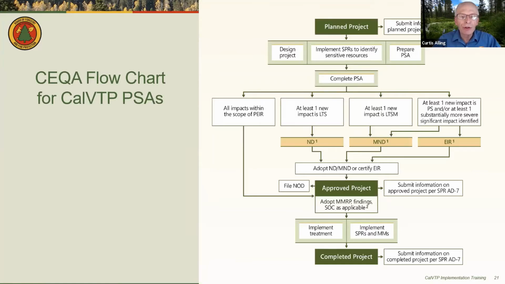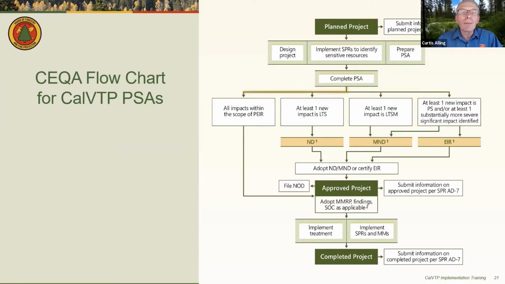This flowchart shows the different pathways for a vegetation treatment program to use the CalVTP process, and I want to touch on each of those pathways in a bit. You can see that there's various levels of complexity, but they all start with the development of a planned project, and there are some process steps we'll talk about in terms of informing CAL FIRE at various stages. But what I want to call your attention to is, if you follow the flowchart down to the third level, it says complete PSA. Depending on what the project-specific analysis, the checklist, says, then you have different choices.